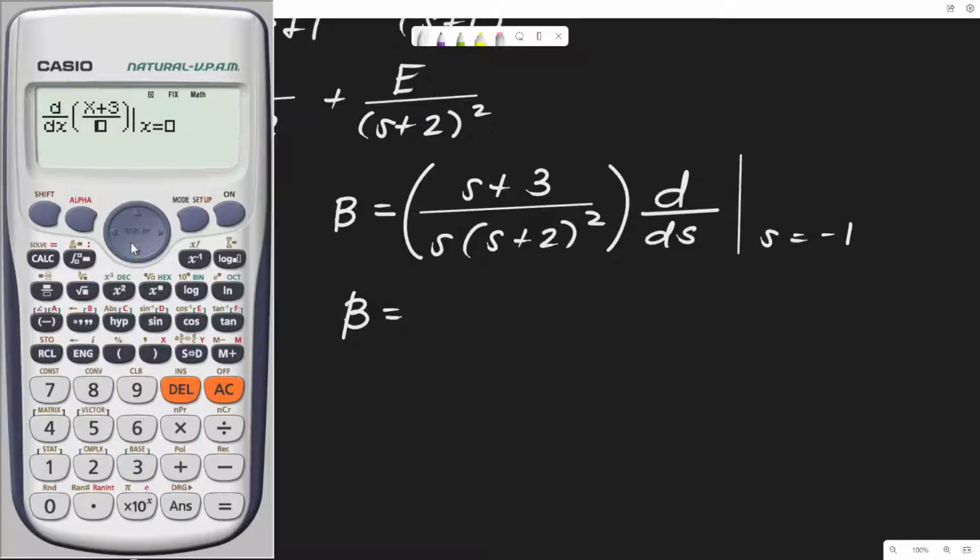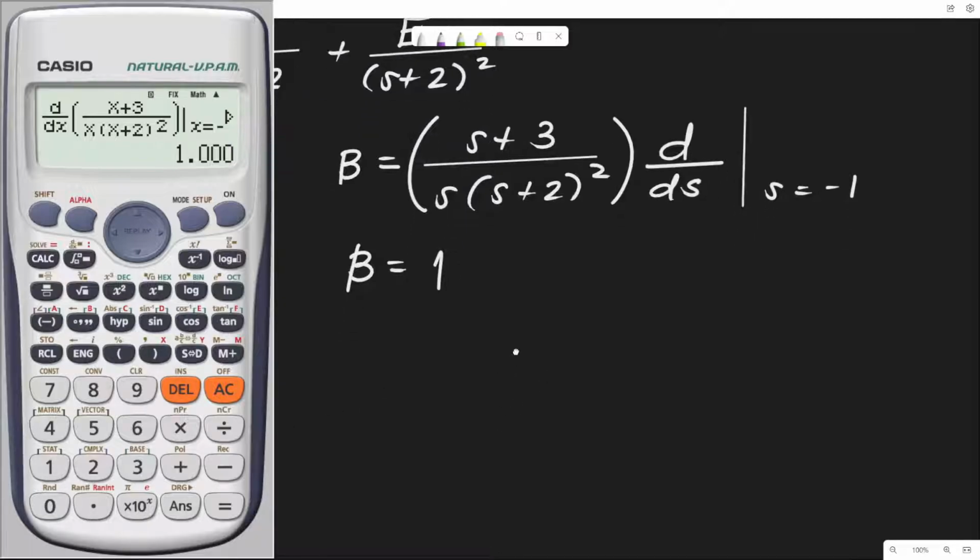X plus 3, ayan, over x multiplied to x plus 2 quantity squared. Okay? So, di ba dito, kung mapapansin niyo, tinatanong pa, what's the value of x? Ito yung ilalagay natin yung negative 1. Okay? So, we have 1. No? So, b is equal to 1, essentially. No? So, b is equal to 1. Ayan. Next, for letter D naman, 'di ba?